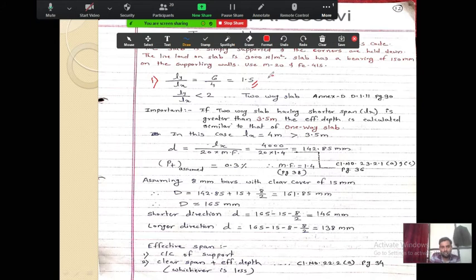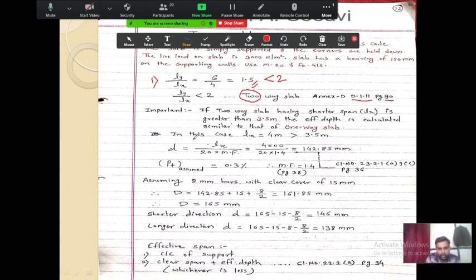This value is less than 2. If the value is equal to 2 or more than 2, then it is a one way slab. If the value is less than 2, then you need to design here which type of slab? A two-way slab. This is from annexure D 1.1, page number 90, which we have already seen.